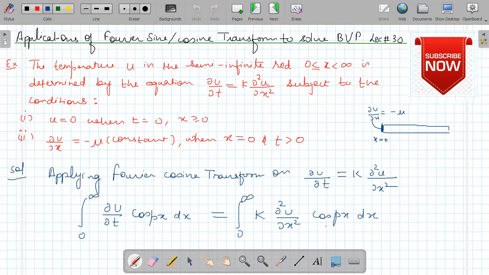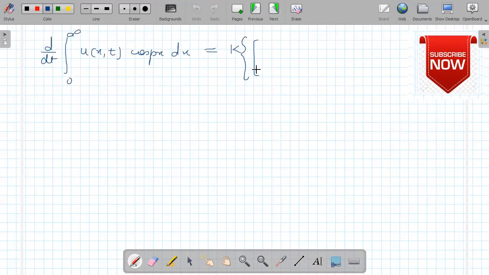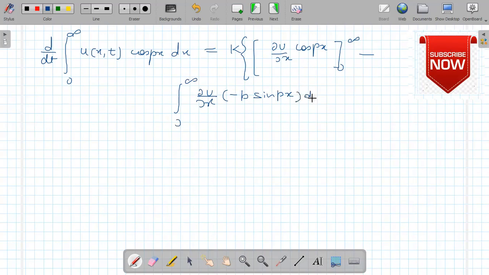This is our first function and this is our second function. So we have first function into integration of second function. So we have del u by del x cos px with limits 0 to infinity, minus integration of del u by del x into the differentiation of this, minus p sine px dx.